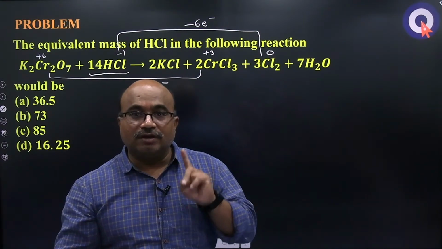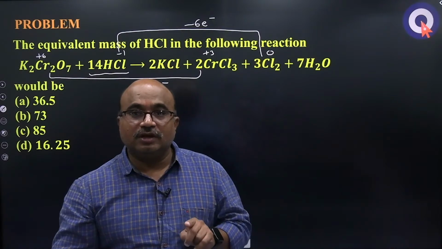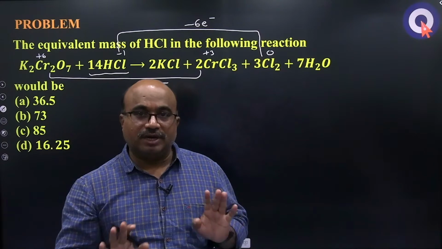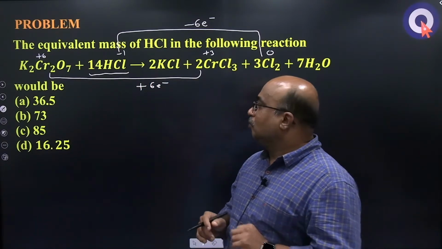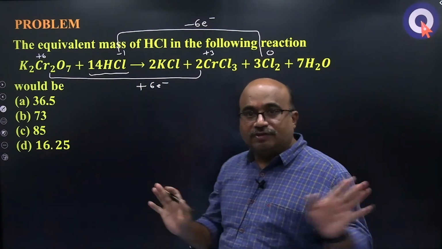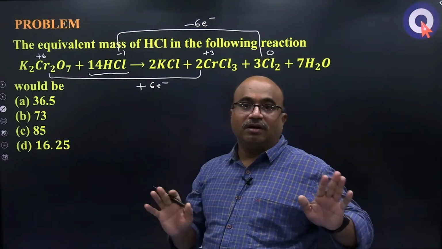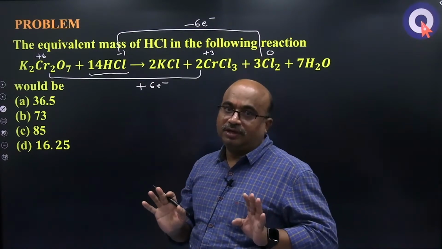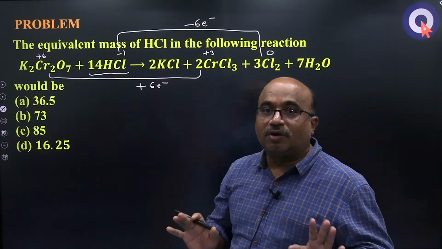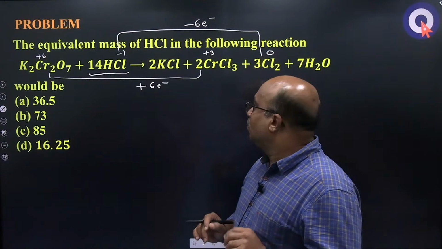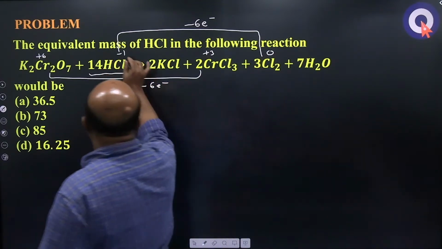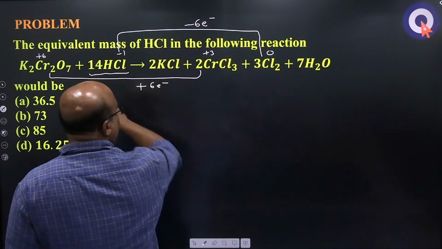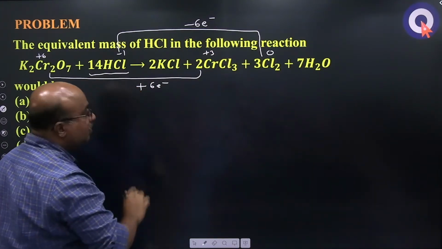So we say the equivalent weight of H2SO4 in such cases is molecular weight by 1, that is, the molecular weight itself. Similarly, in this case, even though not all 14 HCl are oxidized, the total molecules of HCl involved is 14. So what do we see? These 14 molecules are involved, but totally 6 electrons are lost or gained. So the total electrons involved in this process is 6.